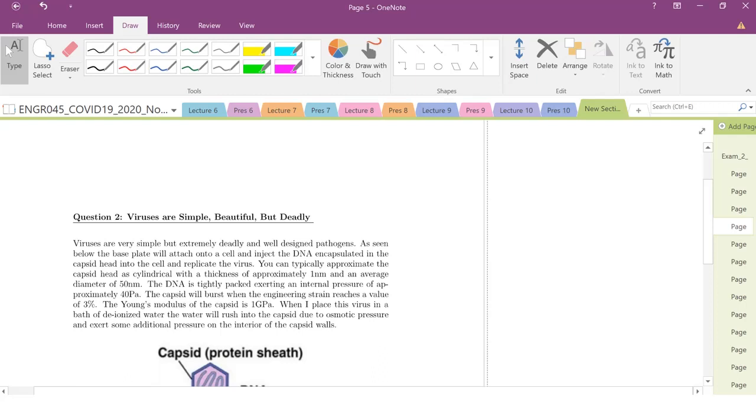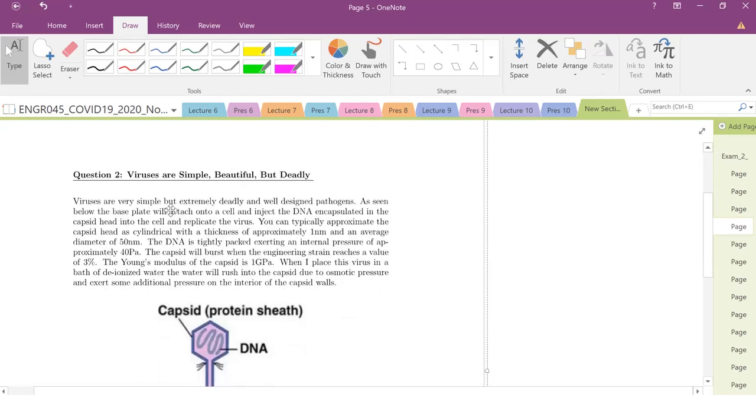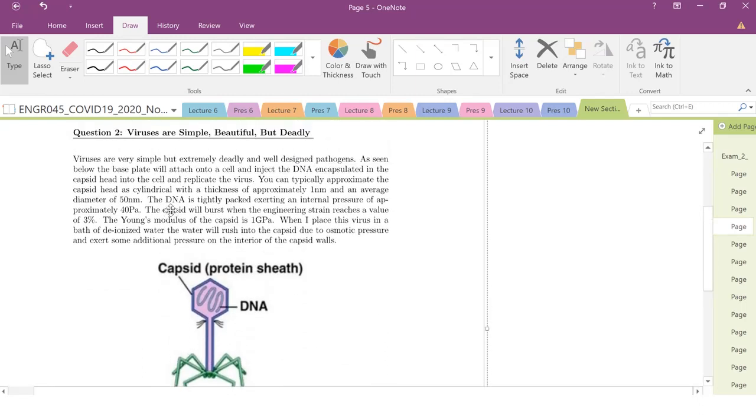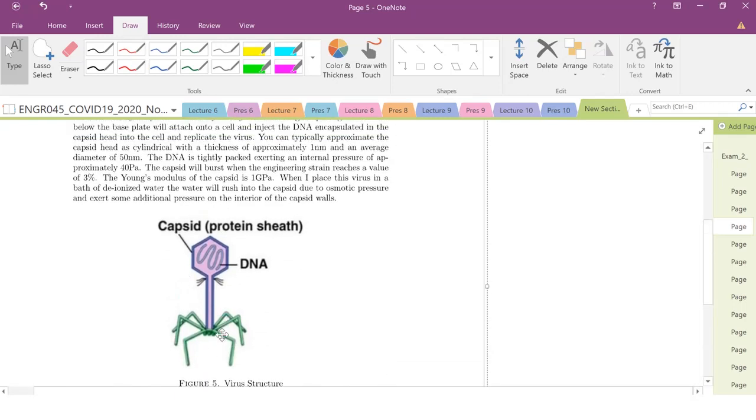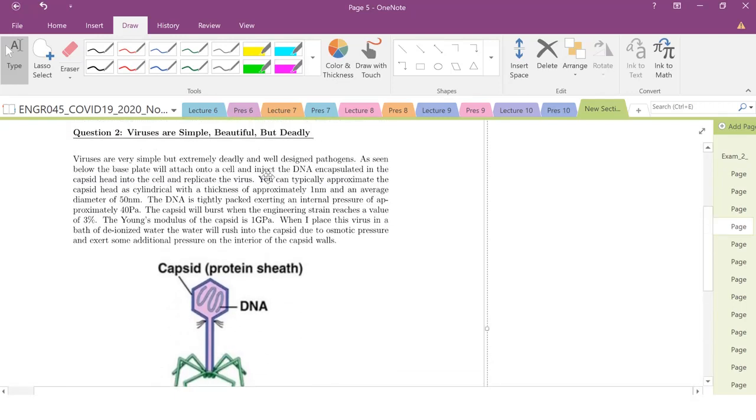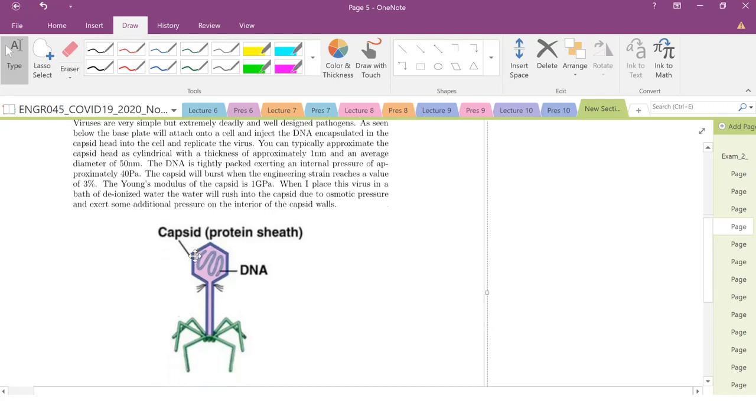We're going to start on problem 2 on our practice exam. This is a question dealing with viruses: they are simple, beautiful, but deadly. Viruses are very simple but extremely deadly and well-designed pathogens. As seen below, the base plate will attach onto a cell. The base plate's right here. It attaches onto a cell and injects the DNA encapsulated inside the capsid head and replicates your virus. So that's kind of how these viruses work.